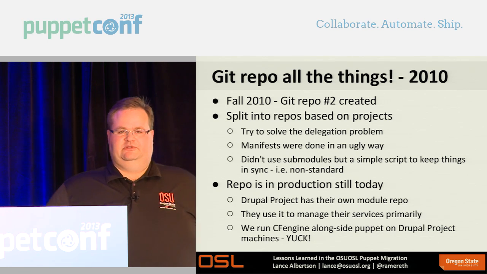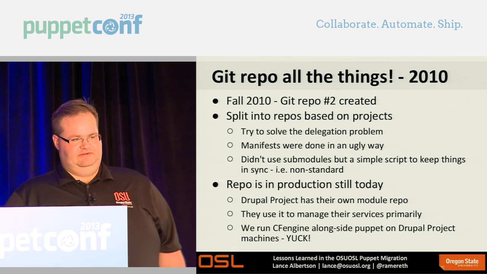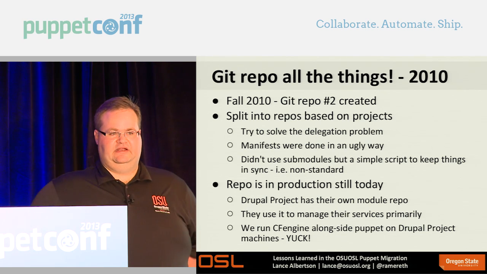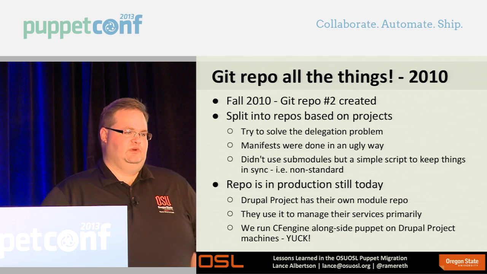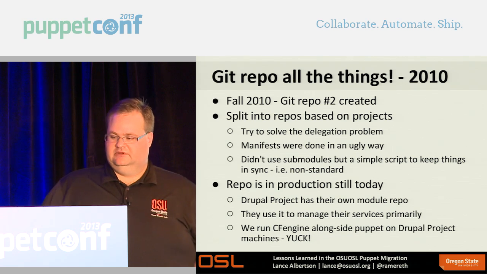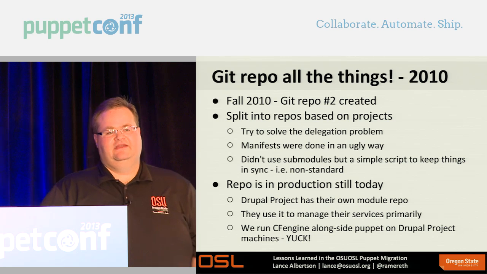At the time, I heard so many horror stories about Git submodules that I avoided them. And I basically just created a really simple script that kept everything in sync, and it was kind of ad hoc. It was not really a standard way of dealing with it, but it worked. The sad thing is that this repo is still in production today.